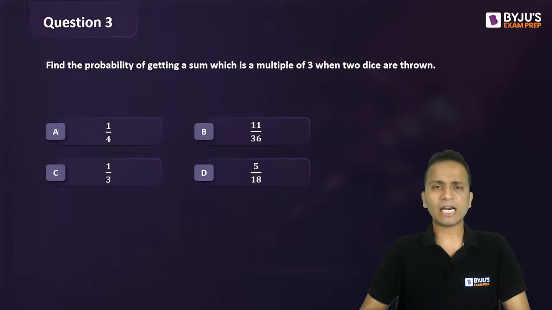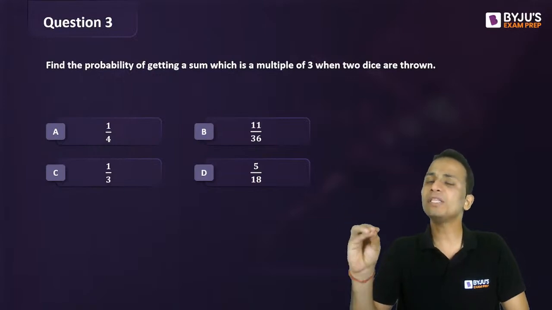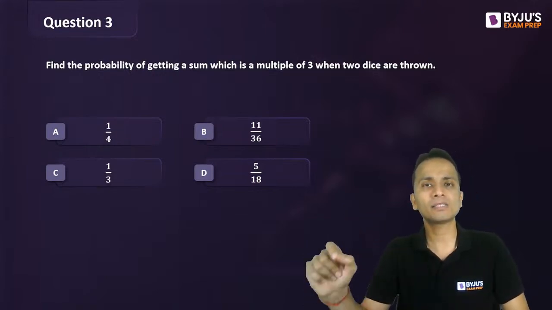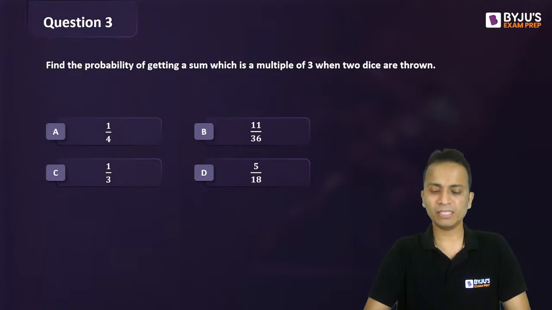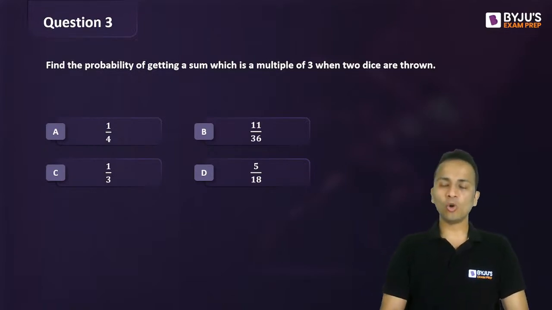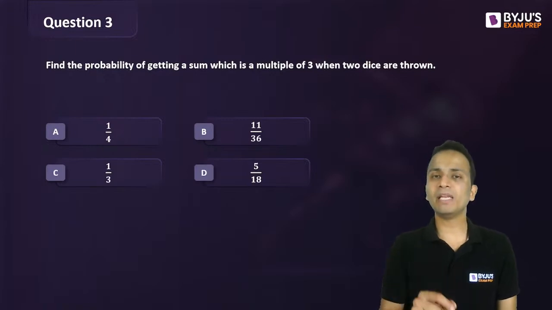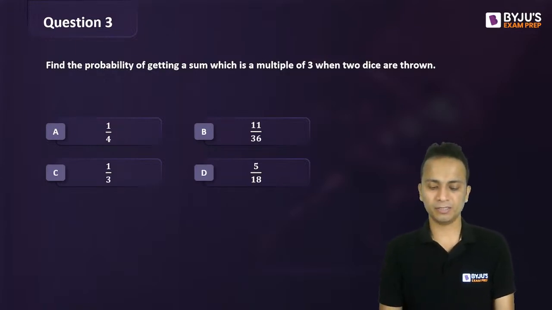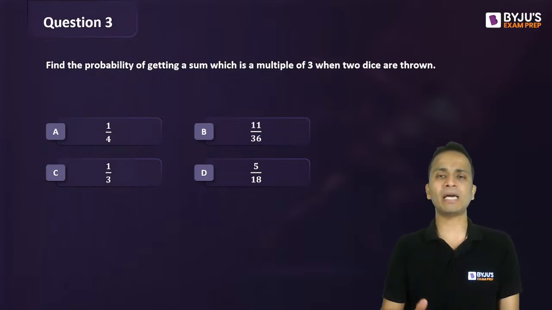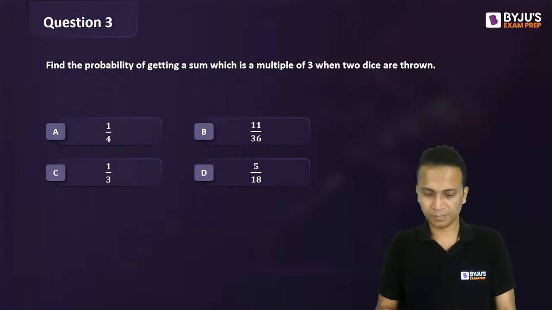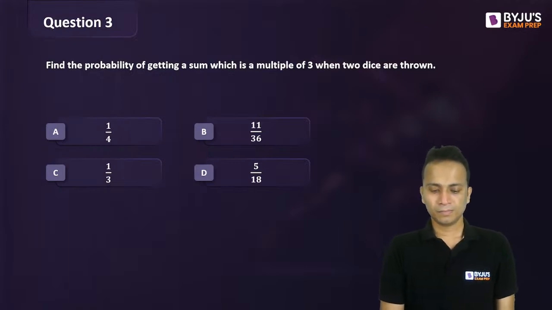Now, first of all, before you start solving, I would like to ask you one thing. When I roll two dice, what can be the minimum and the maximum sum that can be obtained? Please give me the answer for this. Quickly, just write the minimum and maximum sum.